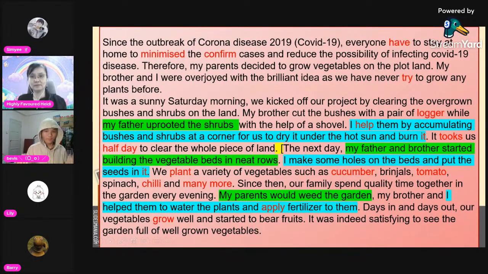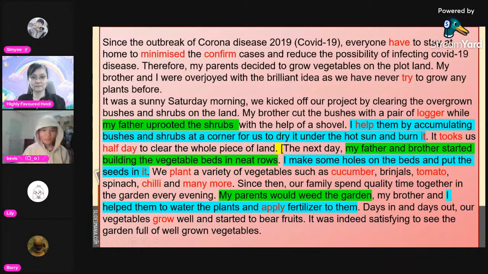My brother cut the bushes with a pair of loggers while my father uprooted the shrubs with the help of a shovel. I helped them by accumulating bushes and shrubs at a corner for us to dry it under the hot sun and burn it. It took us half day to clear the whole piece of land. The next day, my father and brother started seed in building the vegetable beds in neat rows. I make some holes on the beds and put the seeds in it. We plant a variety of vegetables such as cucumber, brinjals, tomato, spinach, chili, and many more.